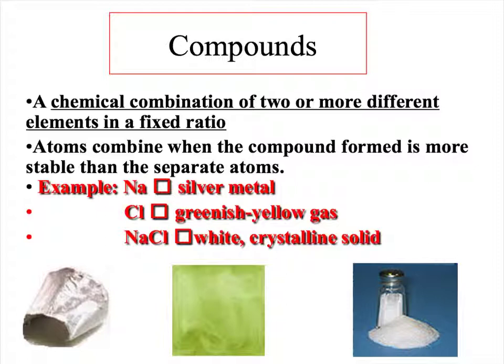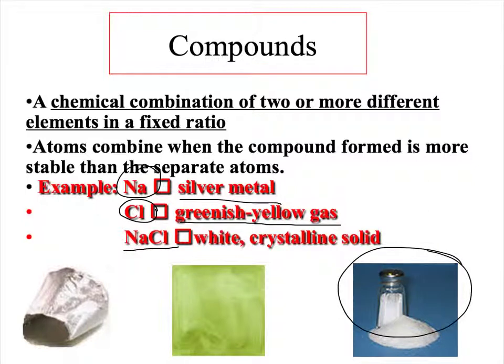For example, sodium, abbreviation Na, is a silver metal. And chlorine is a greenish-yellow gas that's actually very toxic. But when you put those two together and make the compound sodium chloride, that is the same thing as table salt. It's a white crystalline solid, safe to eat, super stable. So that's an example of two elements combining to make a compound that's totally different than the elements that it was made up of before.